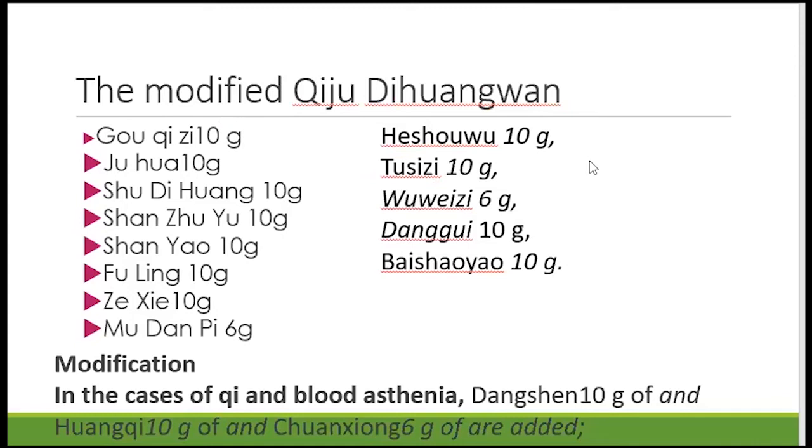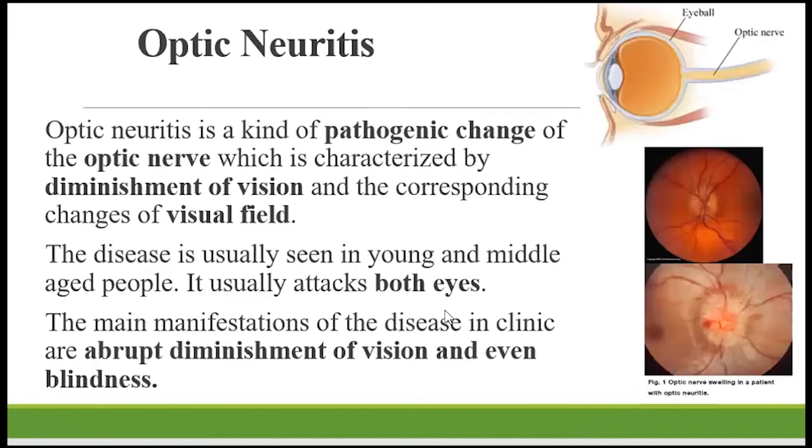Then we move into another illness. Optic neuritis. Now we talk here about the cranial nerves, number two, the optic nerves. They have inflammation. We can see the anatomy picture here. Here is the eyeball, and the inside part is the retina. The retina is directly connected with the optic nerve.